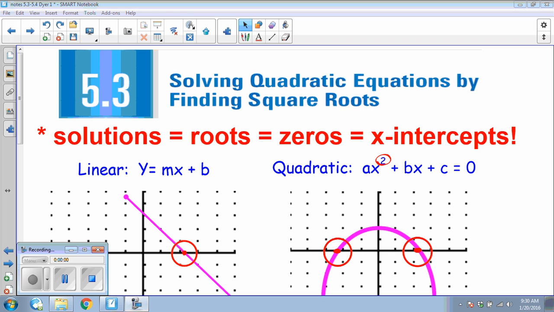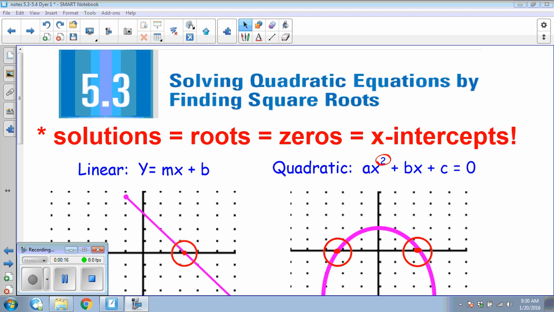Where the highest power is squared. Okay, the highest power in that function is squared. Throughout this entire semester, you're going to have problems that ask you basically the same thing, but in different ways.